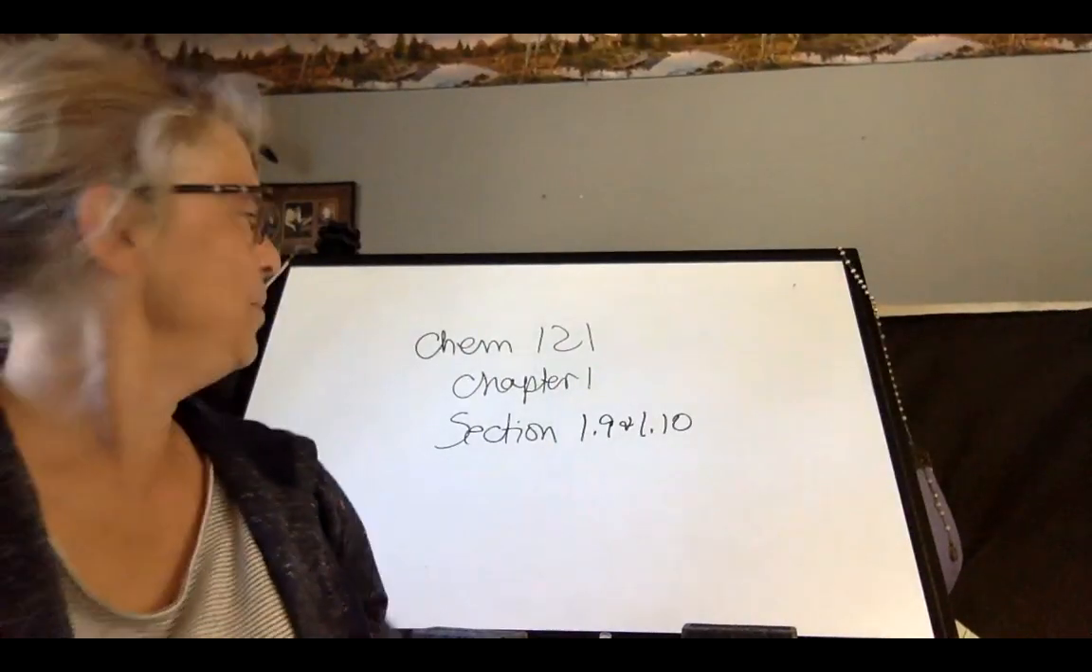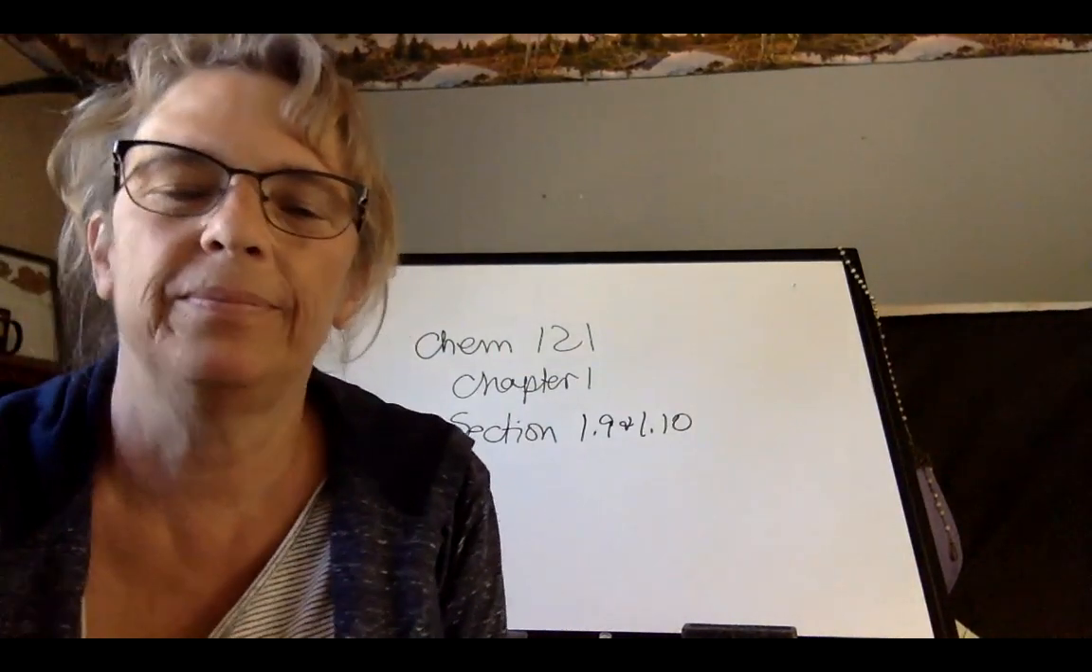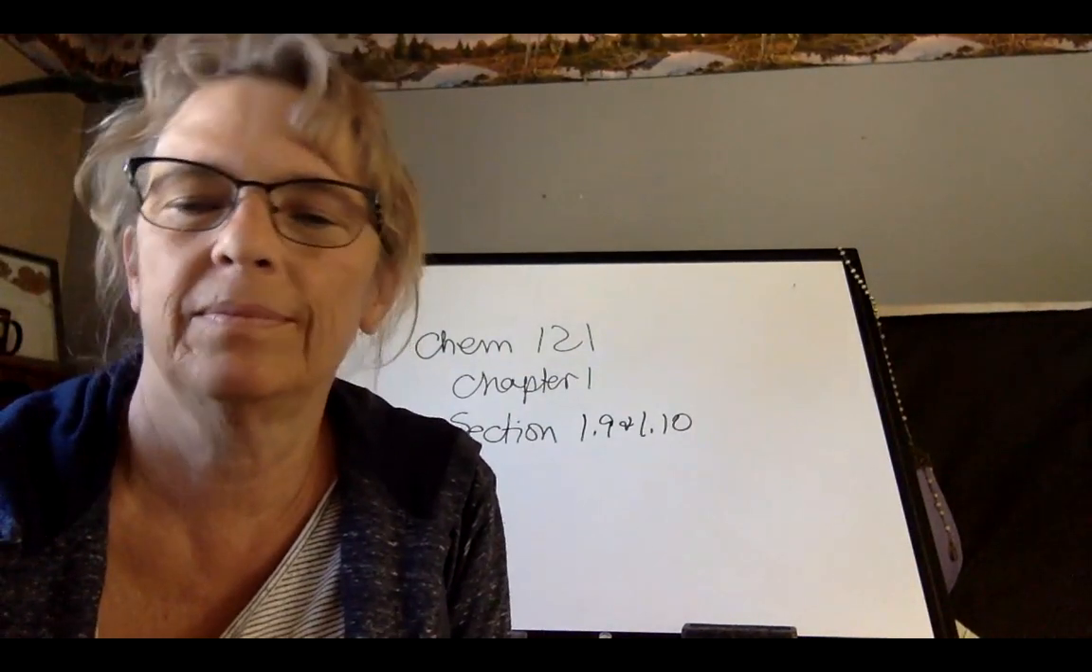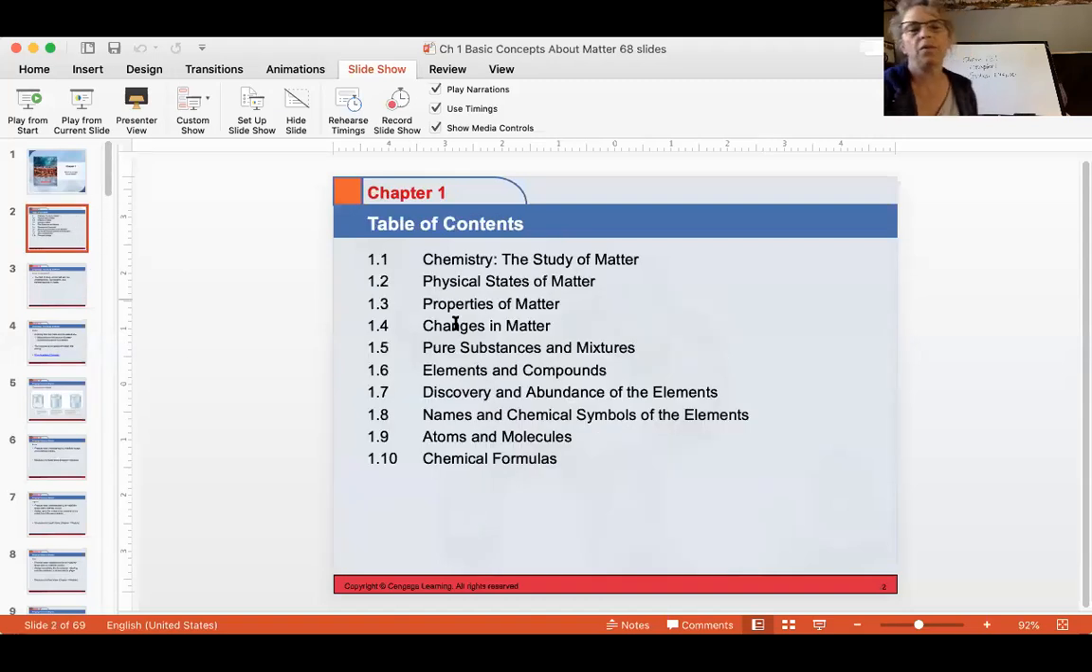Hello, this is Chem 121, Chapter 1, Sections 1.9 and 1.10. These are the very last two sections for this chapter, where we're going to talk about atoms and molecules and chemical formulas.